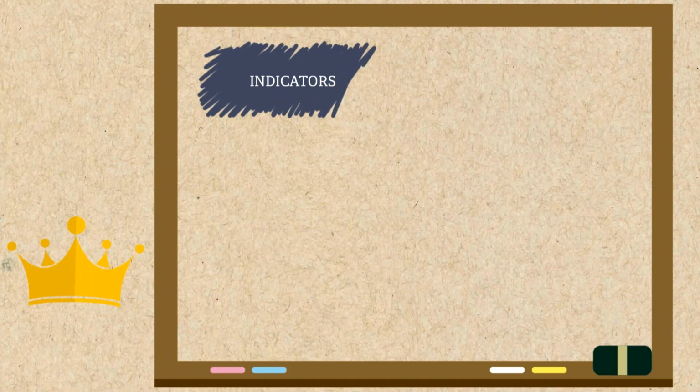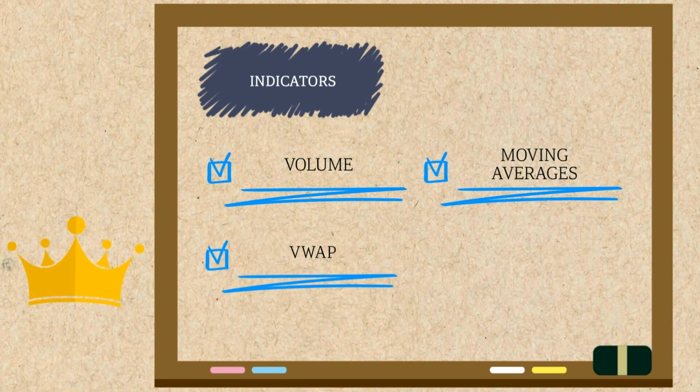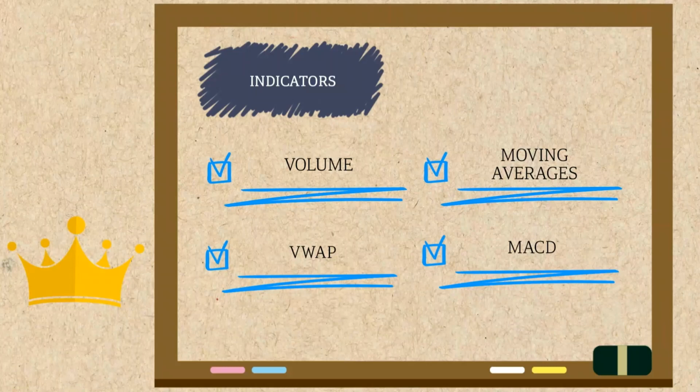Here's a list of indicators that I use on my chart: volume, moving averages, Vwap, MACD, and RSI.